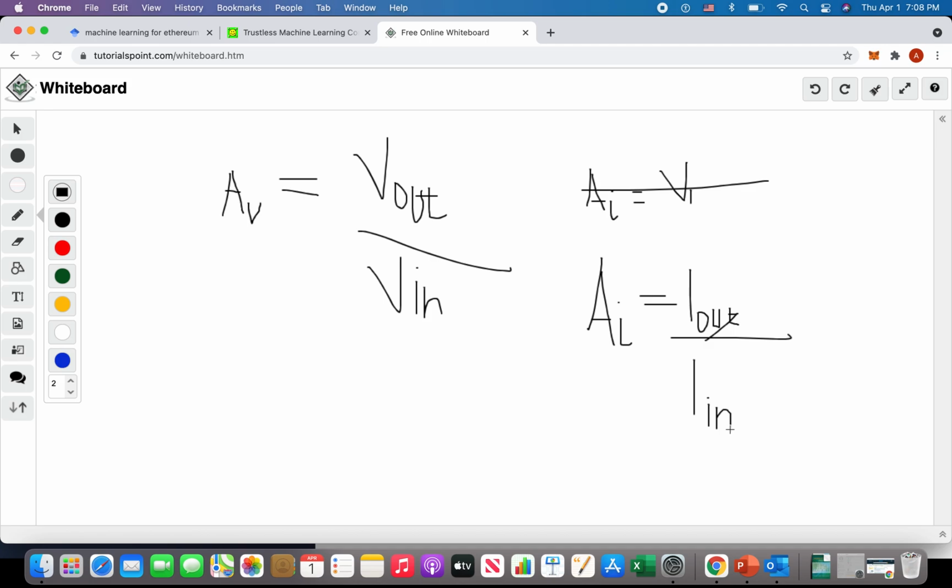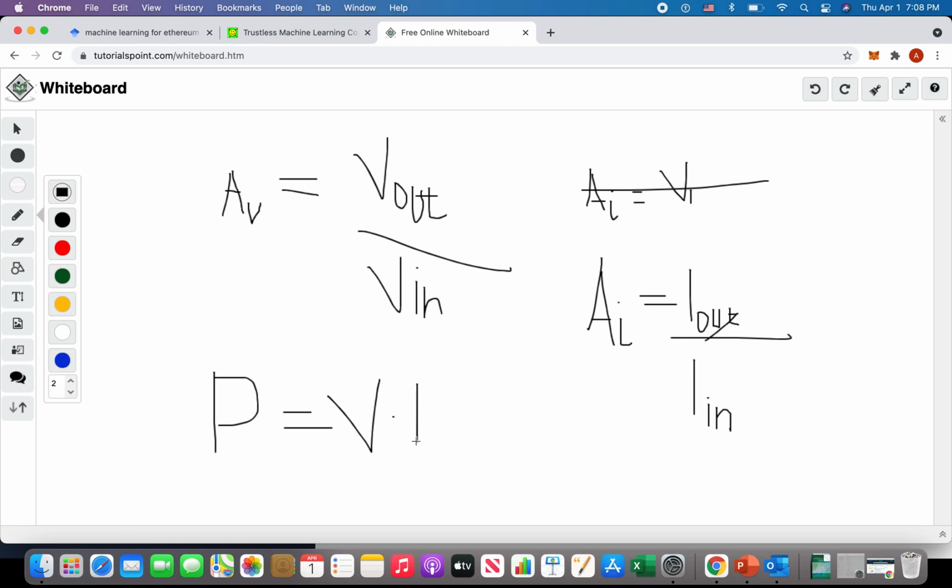And your power gain, as you know, is defined in two ways basically, because of the definition of power. Your power is always equal to voltage times current. So if you want to calculate your power gain, it can be defined in two ways. Number one is it is a product of voltage gain and current gain, or you can also say the output power over input power. That is your power gain.